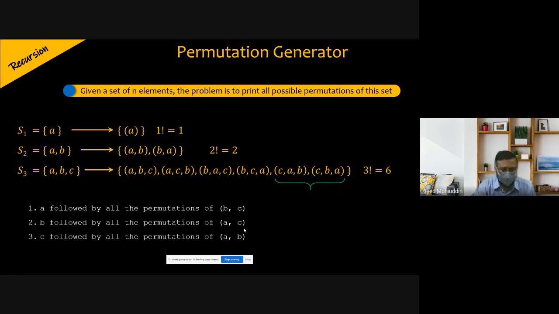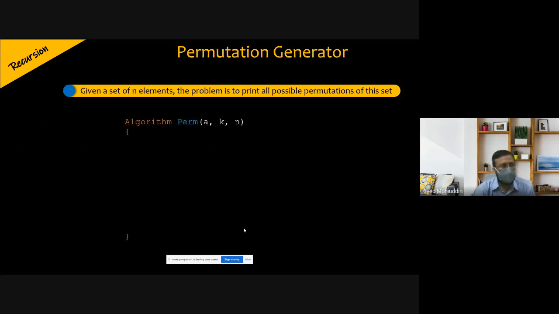So to solve this problem, we have the algorithm known as perm, for permutations. It takes A as the array of possible elements, A, B, C, D. Then K indicates starting from which element we want the permutations, and N is nothing but the number of elements in the set.